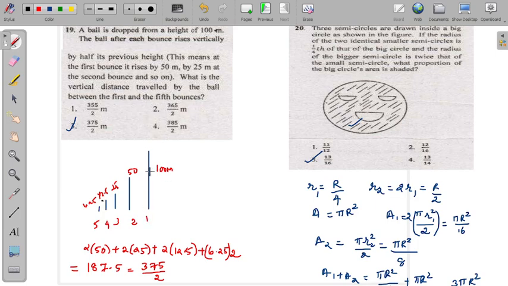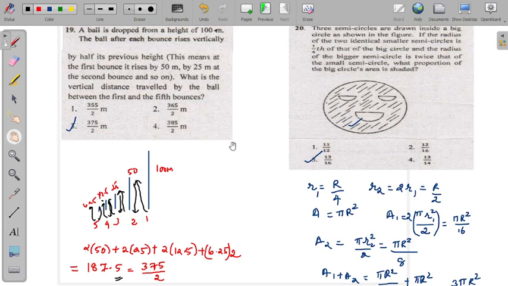First bounce starts, once it comes down, first bounce starts here, goes to 50, comes down. Then second bounce goes to 25, comes down. Third bounce goes to 12.5, comes down. Fourth bounce goes to 6.25, comes down. Fifth bounce. Between the first and fifth bounce, therefore, it is all 2 times, because vertical distance means going up and coming down. 2 times 50 plus 2 times 25 plus 2 times 12.5 plus 2 times 6.25. After that, fifth, we don't want the other values. When you take the total of all this, 187.5 comes. The option matches with the third option, 375 by 2 meters.